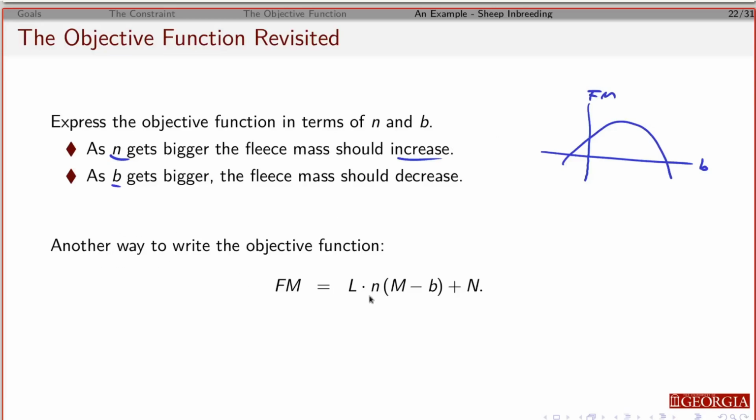Okay, so here's what I'm going to do. I'm going to write this as L times n minus b. And I'm going to put this m minus b here, because I know this is going to get smaller as b gets bigger. And I don't know what m is. And I know that as this n gets bigger, this is going to get bigger. And I'm going to have to shift this up some amount. I don't know how much yet. So the question is, what are the L, the m, and the n?